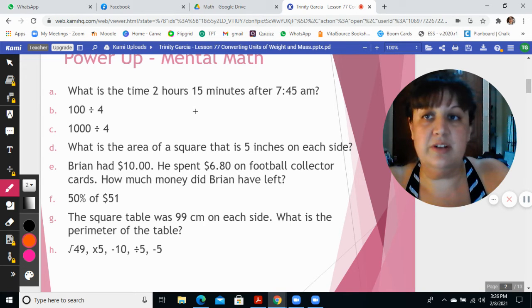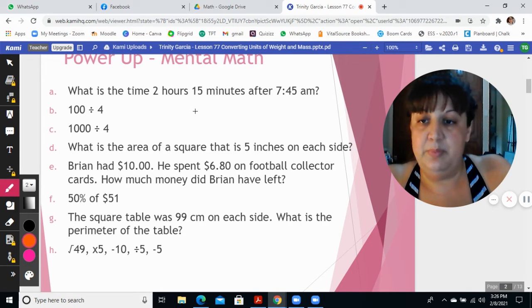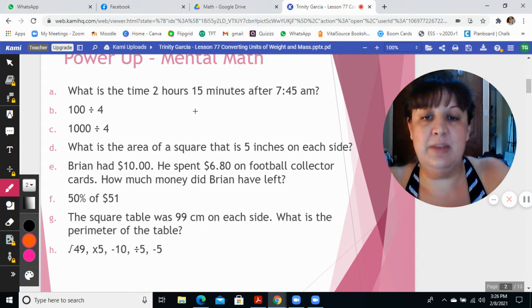You need to subtract there to find the answer. Make sure to put your decimal points and your money sign. Letter F, 50% of $51, so you need to divide that. Letter G, the square table was 99 centimeters on each side. What is the perimeter of the table? You need to add 99 times 4 to get the perimeter. You're going to add each side. And letter H, the square root of 49 times 5 minus 10 divided by 5 minus 5.